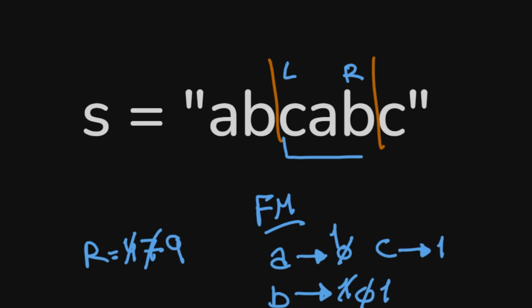Now we will try to shrink the window, so before moving left, we need to subtract this frequency. We go to C, subtract 1, this is 0, now we can move left. Now this is the window, we have 1A, 1B, so we can continue and move right.